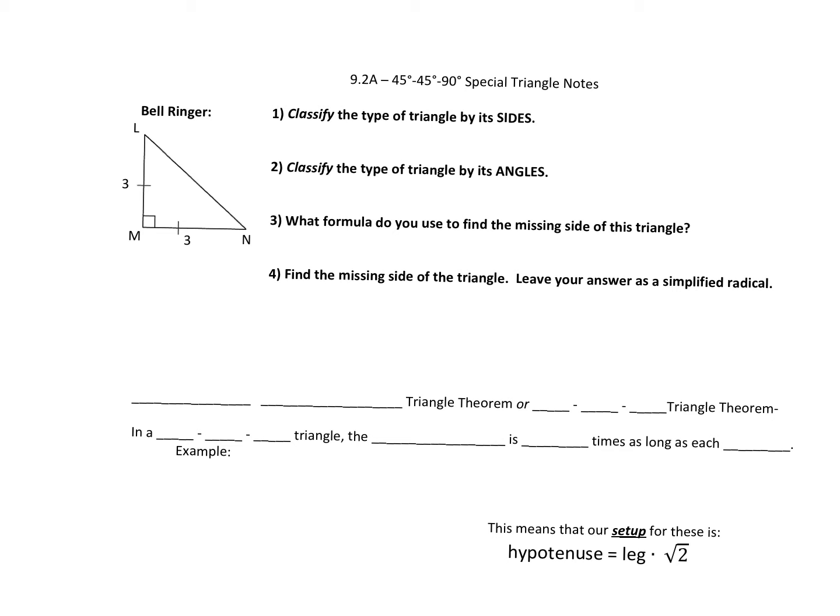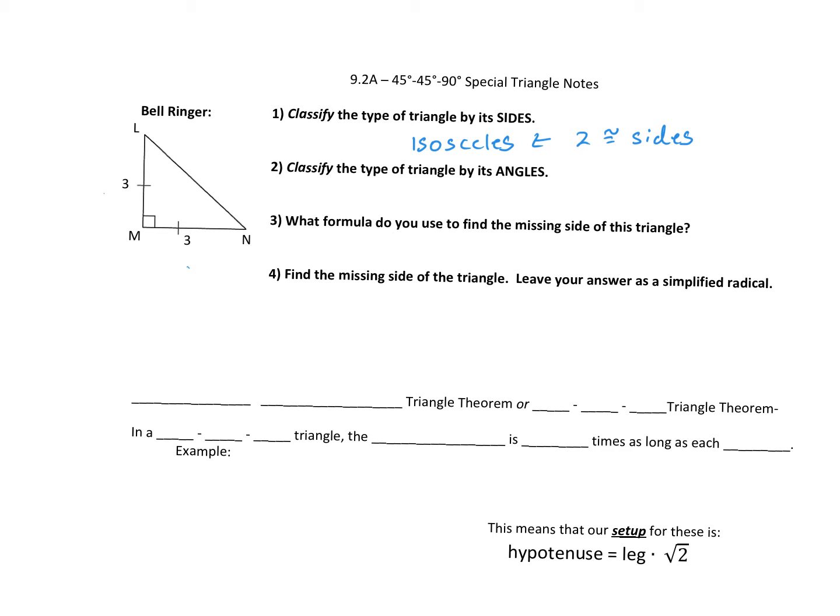So first, number one, classify the type of triangle by its sides. Notice that two of the sides are 3 and 3. They are equal to each other, so it is an isosceles triangle because it has two congruent sides.